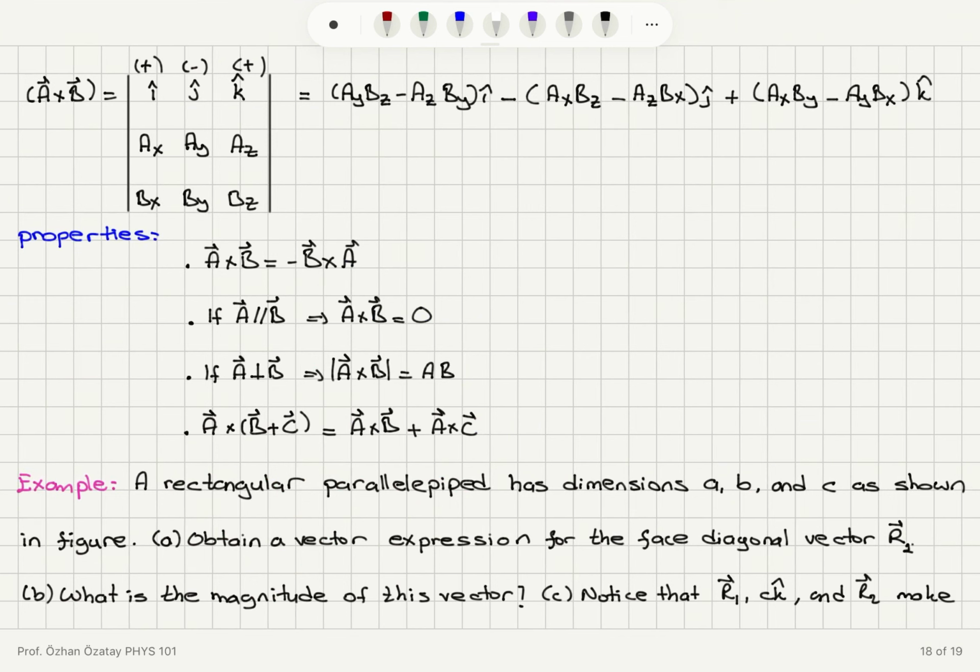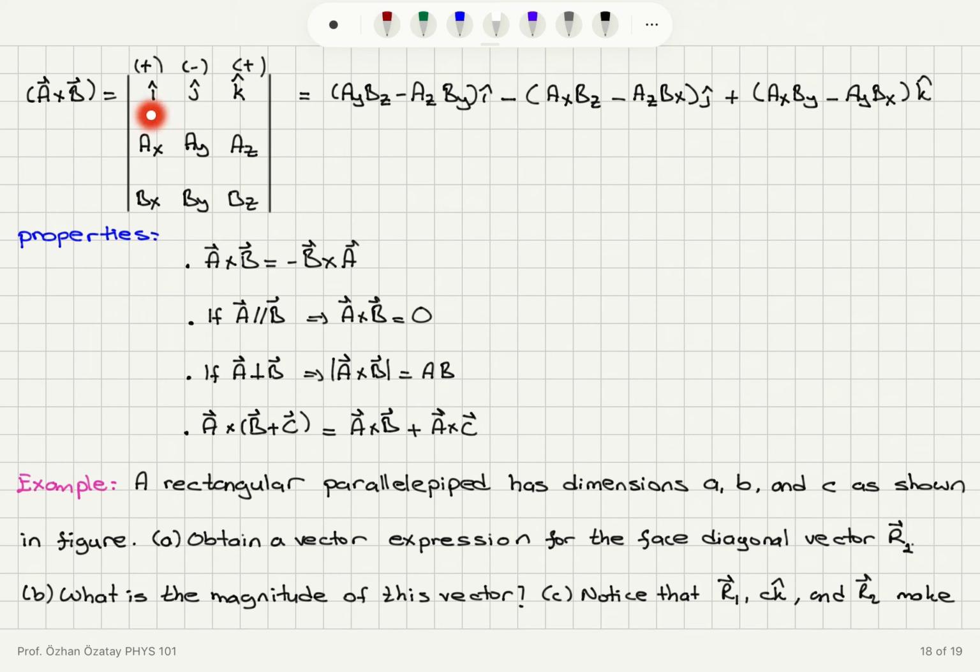Now, if we're going to take the cross product of two vectors whose components are given, we can use the determinant. So basically, A cross B is the determinant of i hat, j hat, k hat, ax, ay, az, bx, by, bz. Now, to take this determinant, first we have a plus, then minus, plus, if we're taking it with respect to the first row.